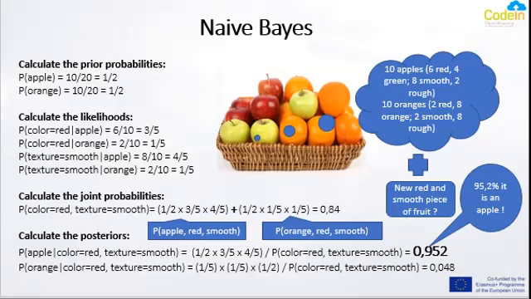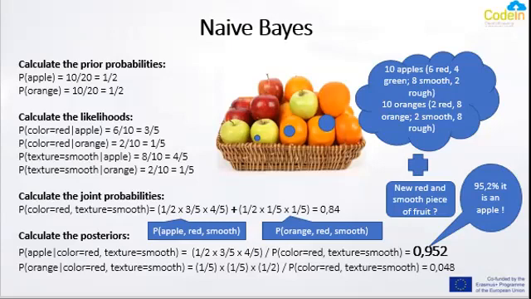The prior probabilities are the initial probabilities of the fruit being an apple or an orange before considering any other new information. The prior probability of being an apple is 0.5. The prior probability of being orange is 0.5.